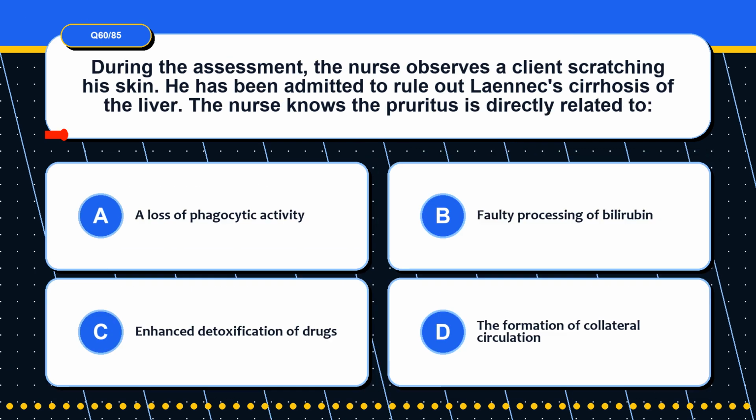Question 60. During the assessment, the nurse observes a client scratching his skin. He has been admitted to rule out Laennec's cirrhosis of the liver. The nurse knows the pruritus is directly related to. Here are the options. Option A. A loss of phagocytic activity. Option B. Faulty processing of bilirubin. Option C. Enhanced detoxification of drugs. Option D. The formation of collateral circulation.